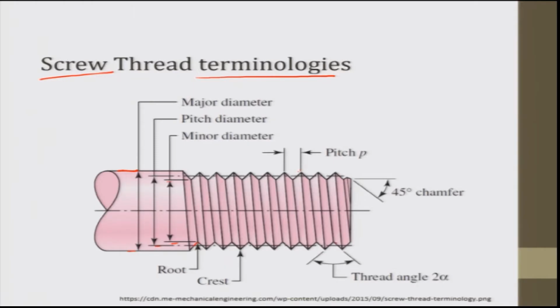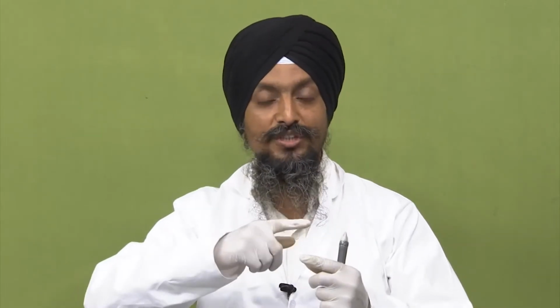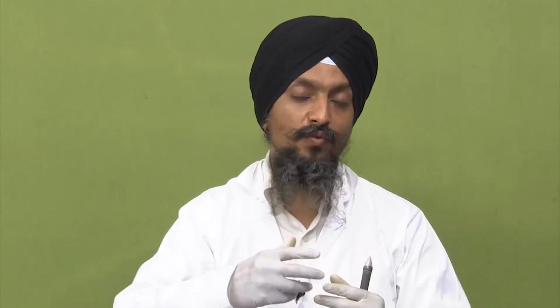The distance between the two roots or two crests is known as pitch. Pitch is actually, with a single start thread, with one complete rotation, that is 360-degree rotation, how much forward does our thread go? How much forward does our screw or our nut go? Okay, that is our pitch.